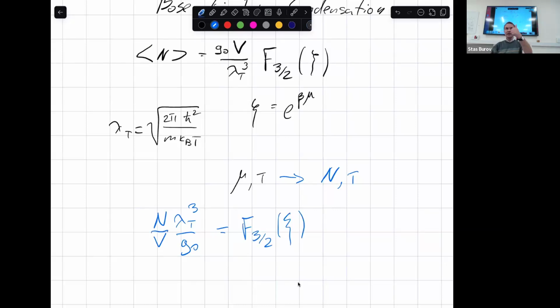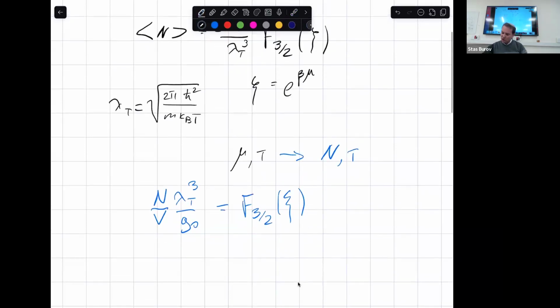Now, n I can control, and I can set it to almost whatever I want. V I can control. g0 here is simply the degeneracy. It depends on my particles. So if I look at this from the perspective of quantum numbers, g0 is simply 2s plus 1. So if I have a total spin of 1, I can have a spin of 1, 0, and minus 1. So this is the degeneracy.